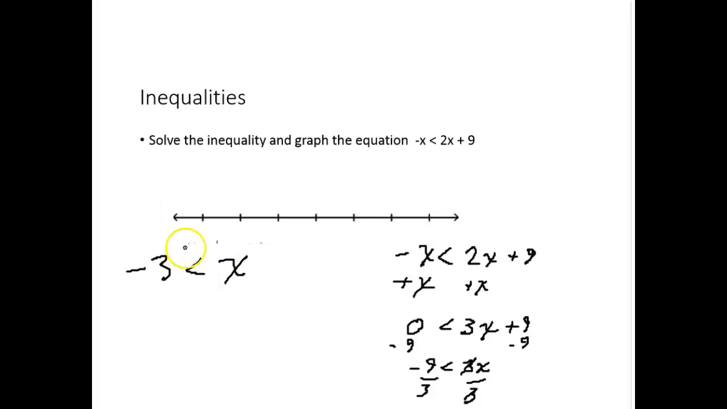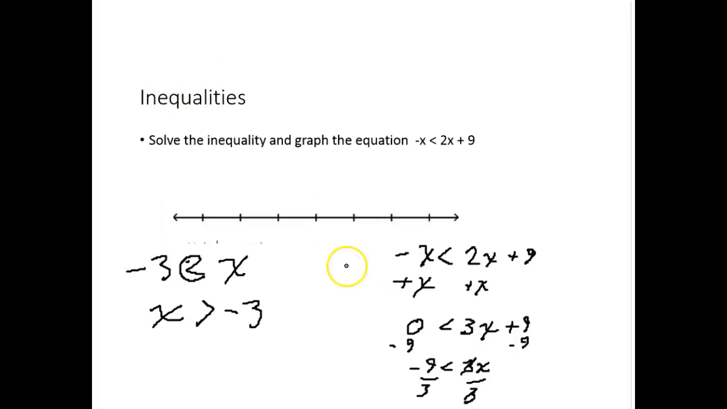Remember what I said about this. You want to remember x needs to be on the left, but think of that as a Pac-Man, okay? He's eating the x. So I'm going to put the x on the left. Now the Pac-Man is still eating the x. X is greater than negative 3.